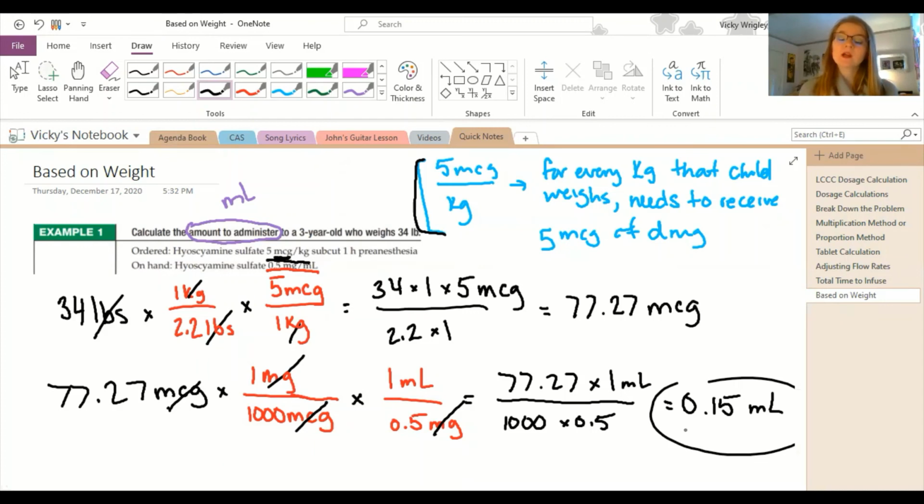So with this problem here, we actually needed to calculate the desired dose, because the order given by the doctor was a conversion factor. So we needed to figure out, based on the child's weight of 34 pounds, how much of the drug the child needed to receive. We needed to figure out the desired dose. Then we used the dose on hand and the dosage unit to get us from the desired dose to the amount to administer.